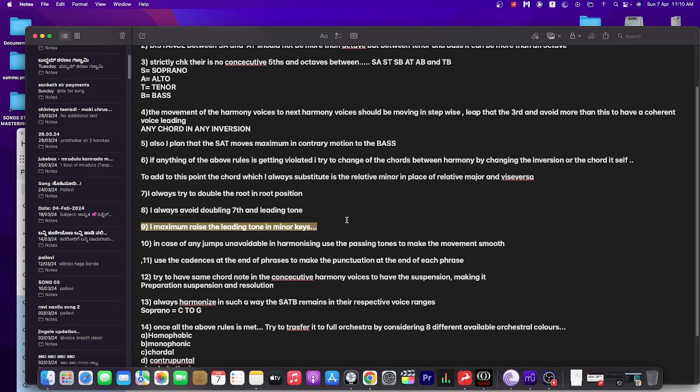And the 10th rule: in case of any jumps unavoidable in harmonizing, using passing notes to make the movement smooth is a very good idea. See, I mentioned this very earlier. When you're voicing the chord, when you're harmonizing, some situation occurs that you have to move a voice by a fourth or fifth, which is very big for players. So in such cases, having a passing note is a very good idea.